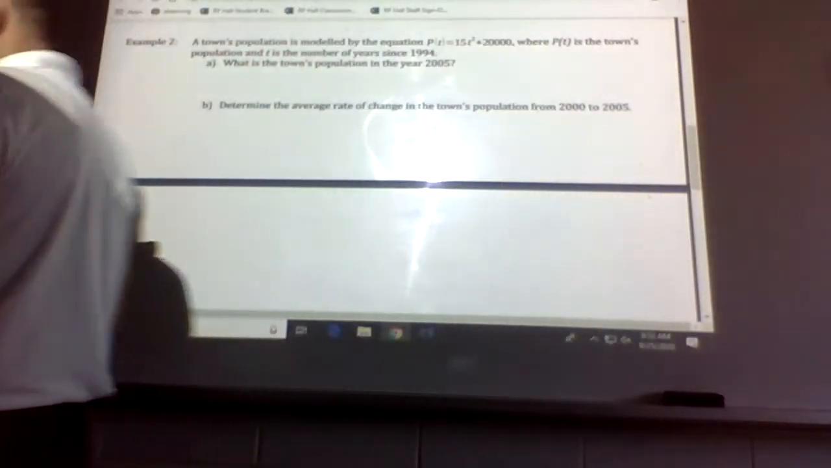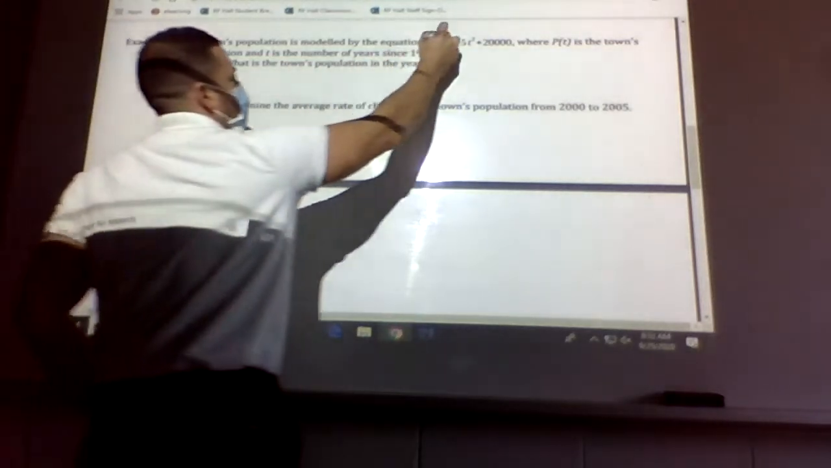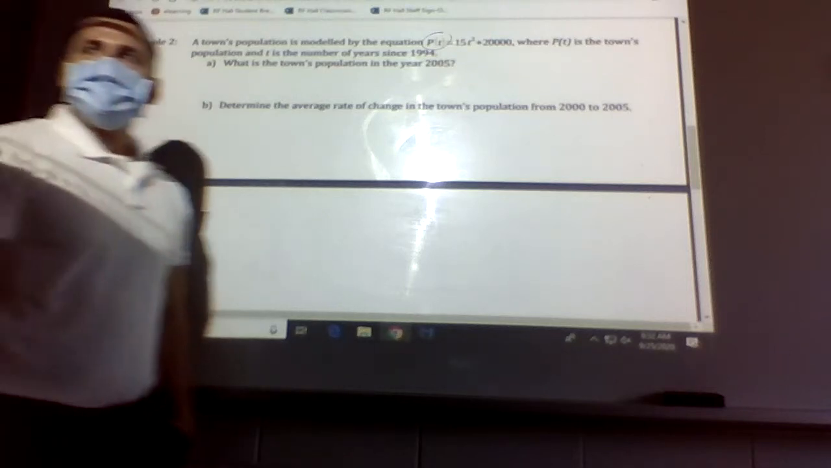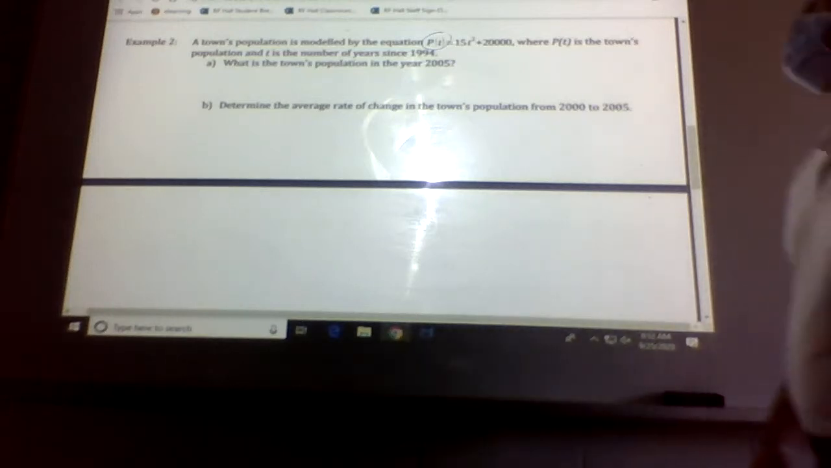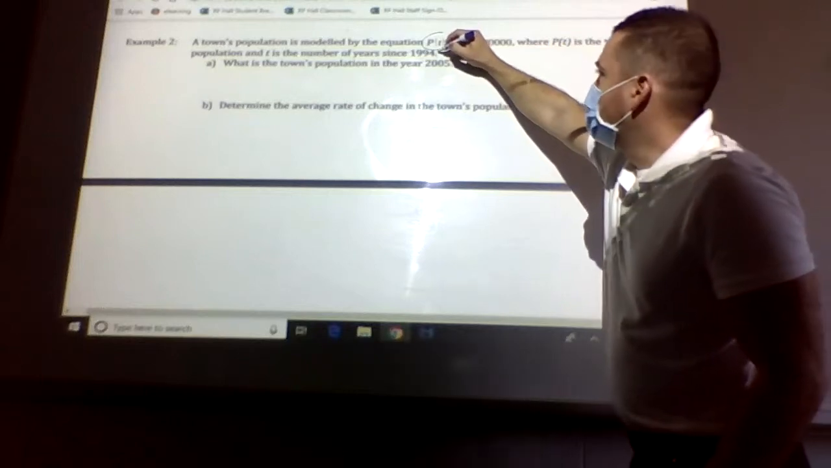So some simple questions first. What is the town's population in the year 2005? We're looking for P of T, the population in the year 2005. Using our equation, how could I find the population? Haley? Calculate the amount of years from 1994 to 2005 and then use that as T. Perfect.